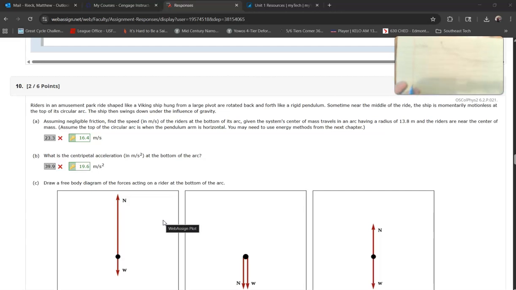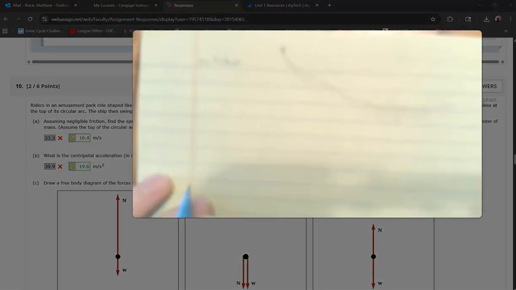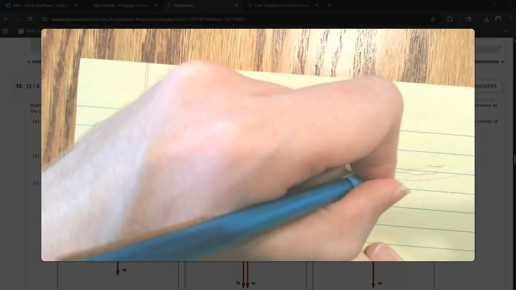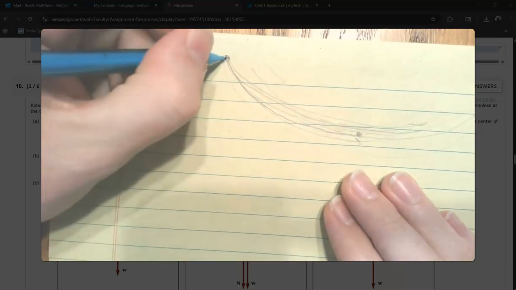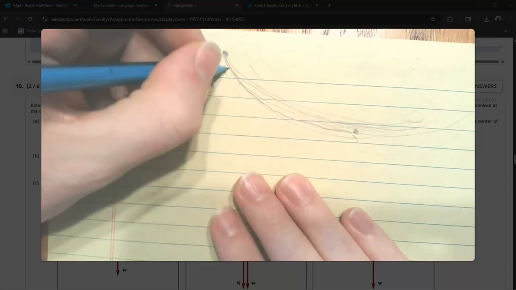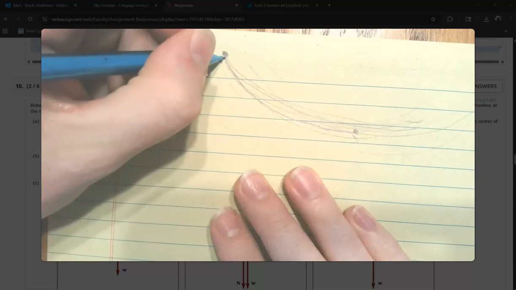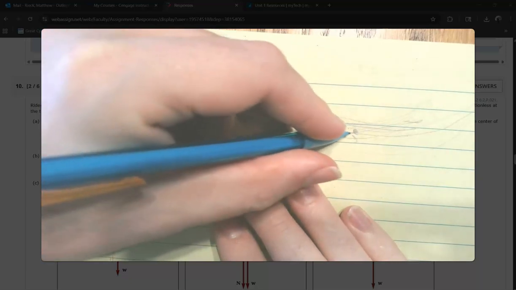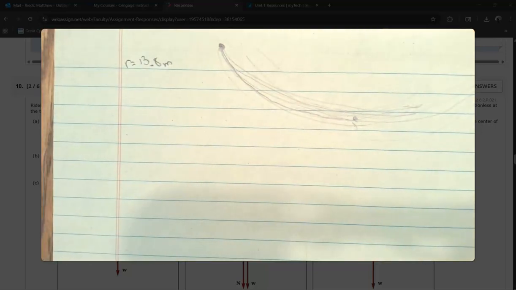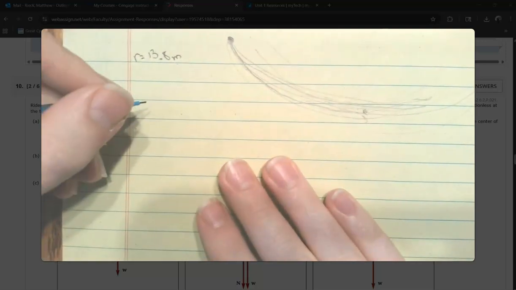All right, so you have the radius is 13.8. So this is our arc here, and we're trying to figure out the speed at the bottom here. You're starting off at rest here. So the speed is 0 here, and then we have a lot of potential energy, and that potential energy is going to get converted to kinetic energy or energy of motion. It says you might need some of these energy concepts from the next chapter, so you are going to be utilizing those for this section here.